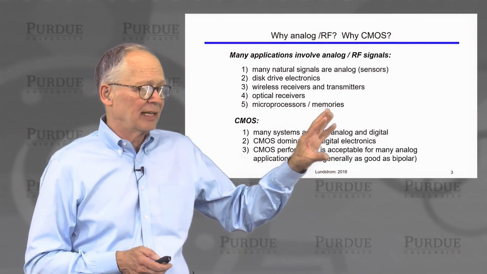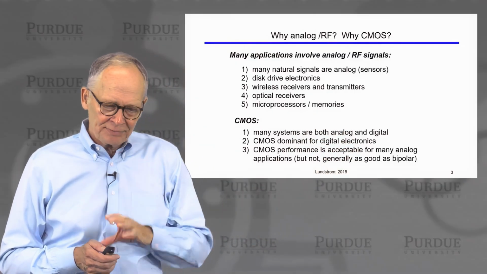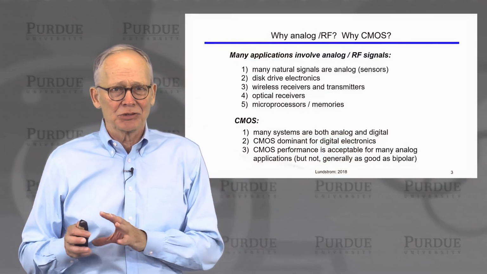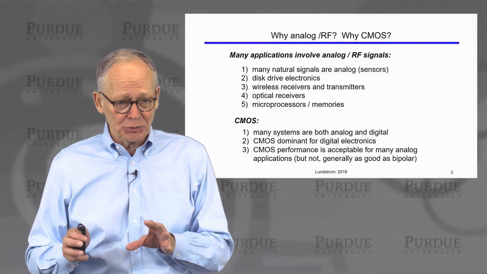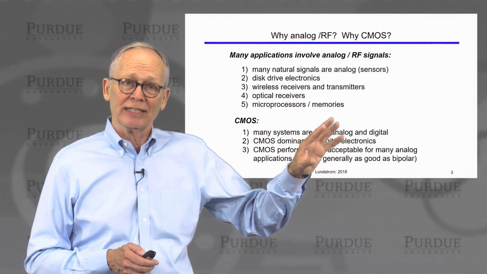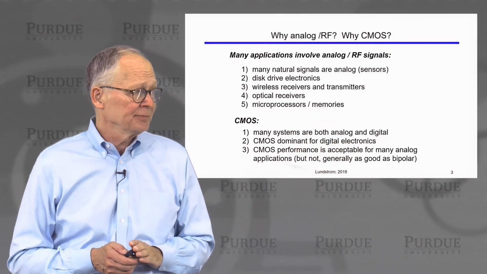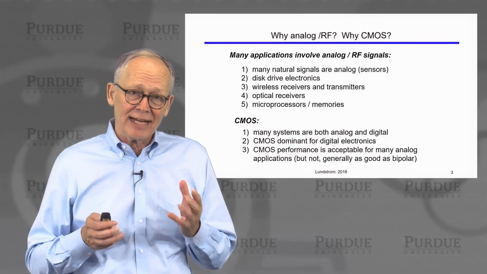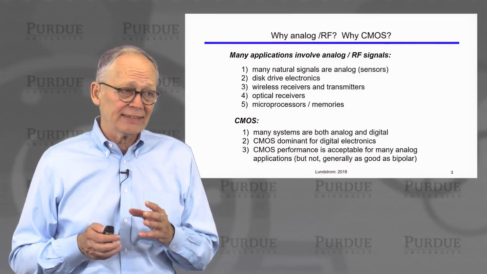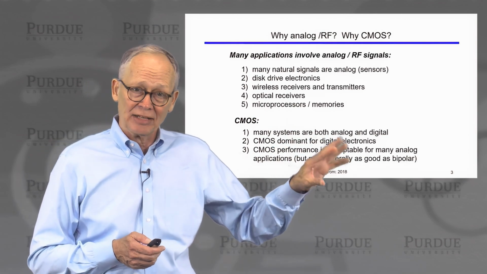Now, CMOS technology is a good technology to implement analog functions. If you were only going to implement analog, actually bipolar transistors are a better device for doing that. But many systems are both analog and digital, and they will have a lot of digital electronics in them. CMOS is the dominant technology for digital electronics. So there's a lot of incentive then to try to make use of CMOS also for analog.